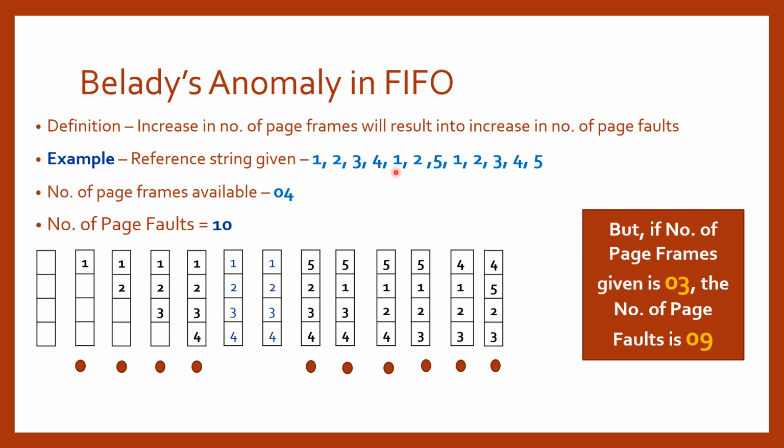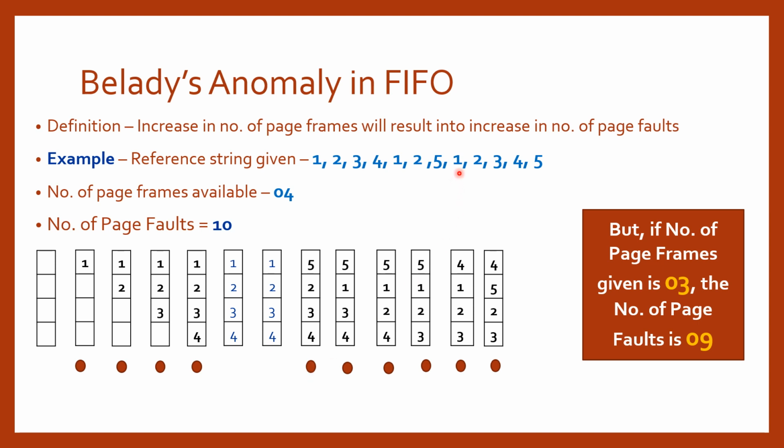Then we see that 1 is already there, so there is no page fault. Then 2 is also already there, so no page fault. Till here our memory is full. Now a request comes for page number 5. We will see in the RAM if it is there. No, it is not there. So according to FIFO, we will replace the oldest frame. We will replace 1 and load 5 here. So this is our new image of RAM, and the page fault is recorded.